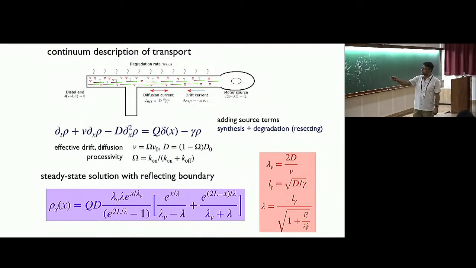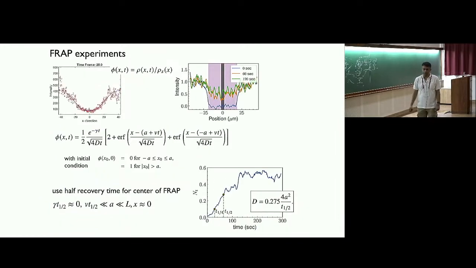And now if you take this profile and go to the steady state, you can figure out what the steady state distribution is. And this steady state distribution involves several length scales. One length scale comes from the ratio of diffusivity and drift. Another length scale comes from the ratio of diffusivity and the degradation rate. And then there is a composite length scale that appears here, a composite of both of them. Okay, so that's the steady state distribution function.